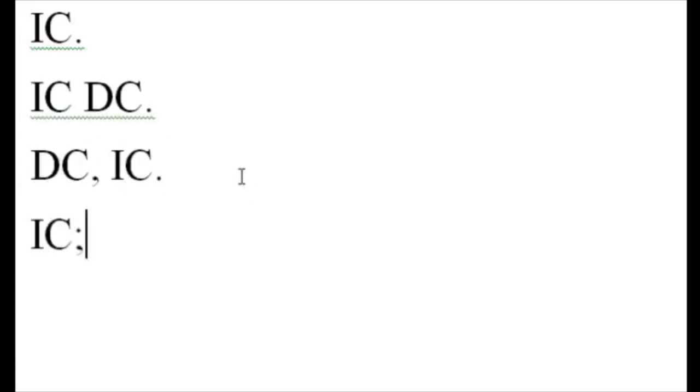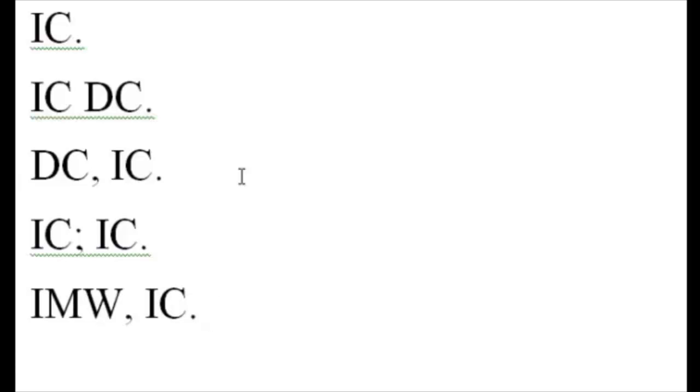So first you have IC, and then you have IC DC, period, and then you have DC comma IC, and then you have IC semicolon IC, and IMWIC. Okay. Oh, actually, there's one more. It's IC, comma CC, IC. I know these look silly, right? But I think it's a good mnemonic. A mnemonic is something that helps you remember something, right? A good mnemonic for you guys to remember. So let's look at this.